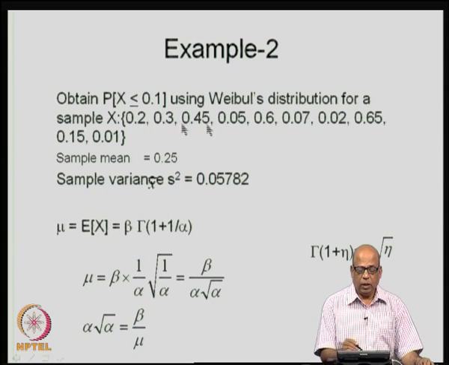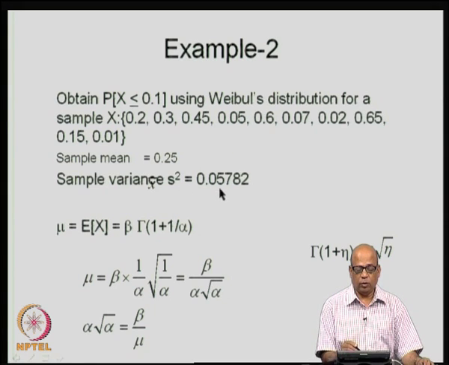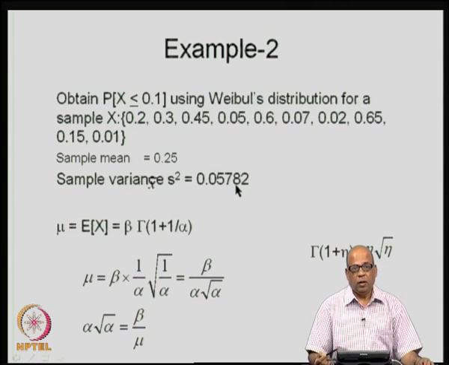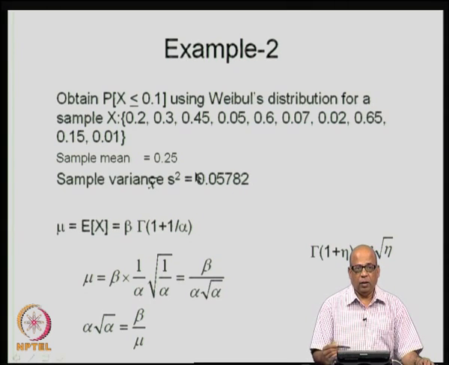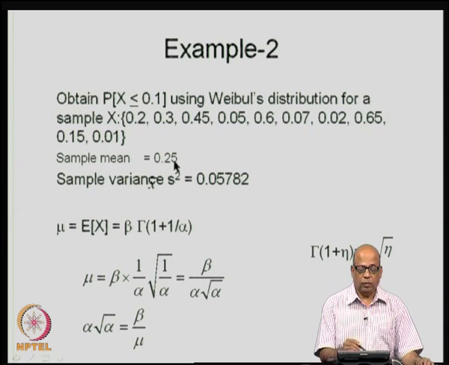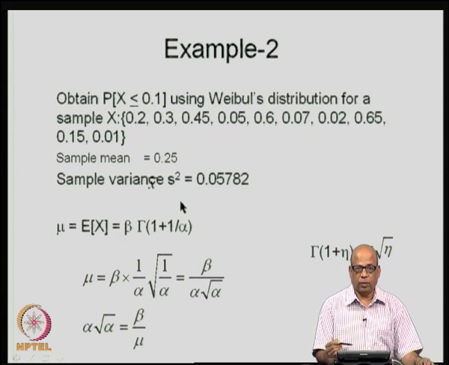Now, when we take the mean, the sample mean is 0.25. This is simply the estimate of the mean, that is the arithmetic average, sum of x divided by n, and the sample variance S square is 0.05782. Now, we use these two and equate them to the mean and the variance as obtained for the Weibull distribution. This is in fact called the method of moments, which we will introduce in today's class subsequently.